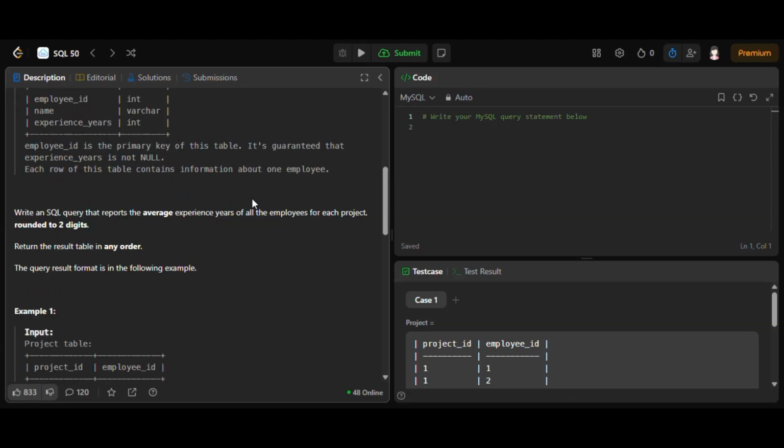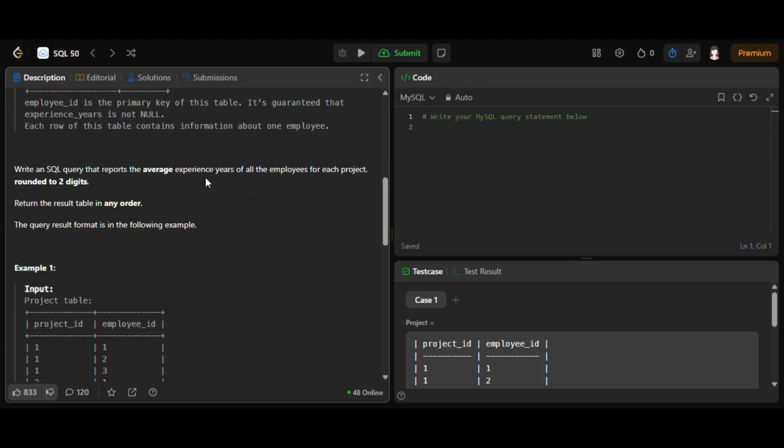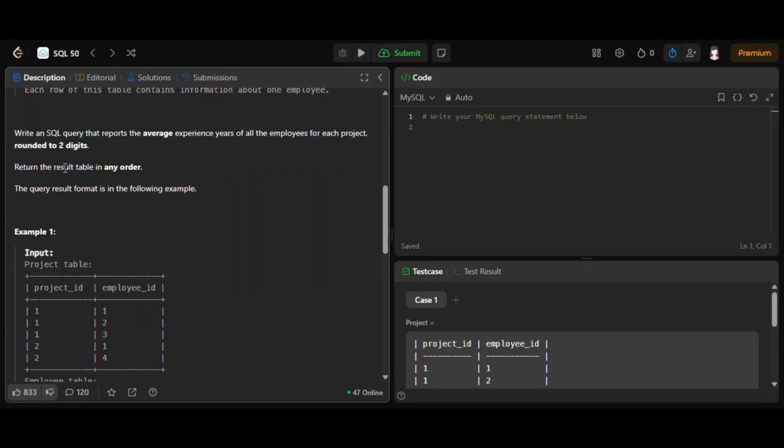Okay, let us understand the problem statement. Write a SQL query that reports the average experience years of all the employees for each project, rounded to 2 digits. Each project in a company may have a different number of employees working on them. So you have to calculate the average years of experience of each project by using the number of employees, round the average experience to 2 digits and return the result table in any order. So there is no ordering here.